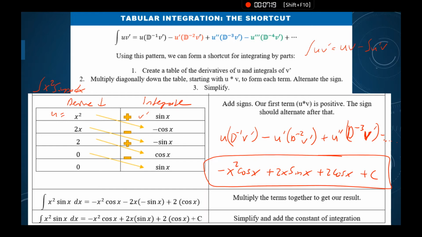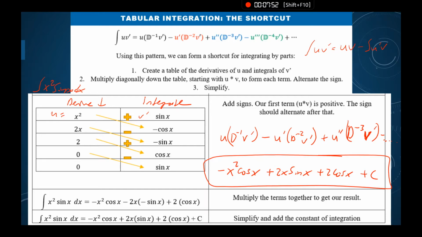So for our shortcut, once you know what part you want to derive and what part you want to integrate, just set them up in a table. Derive straight down for the left side, integrate straight down for the right side, and then multiply diagonally by a positive multiple, negative multiple, positive multiple, negative multiple, until you hit 0 for your derivative, and then you're done. Any questions on tabular integration or shortcut?